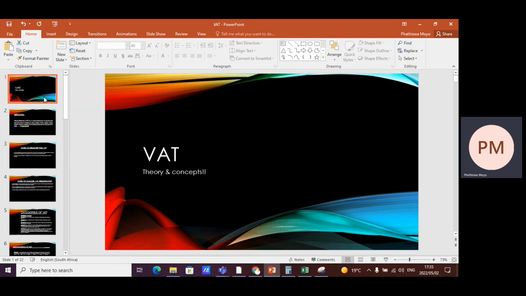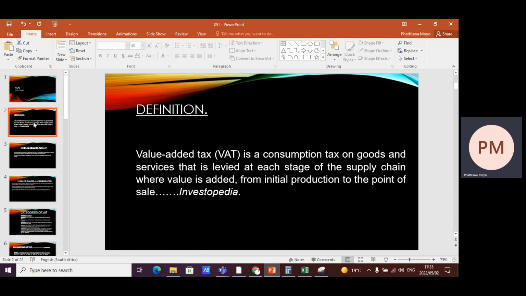They will gain something. So this is VAT theory and concepts. This is the small section you will have a question on in matric. You should have done this in grade 10 and 11.